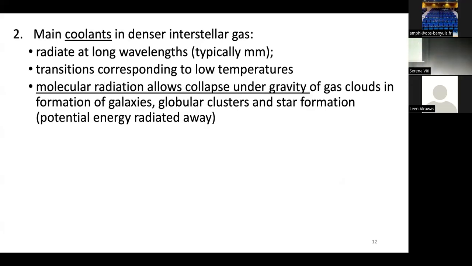But the second reason is because actually they are the main coolant. So let me explain this a little bit. So molecules radiate at long wavelengths, so in the millimeter, as I mentioned already. And so what happens is that by radiating away the energy, they cool the gas.